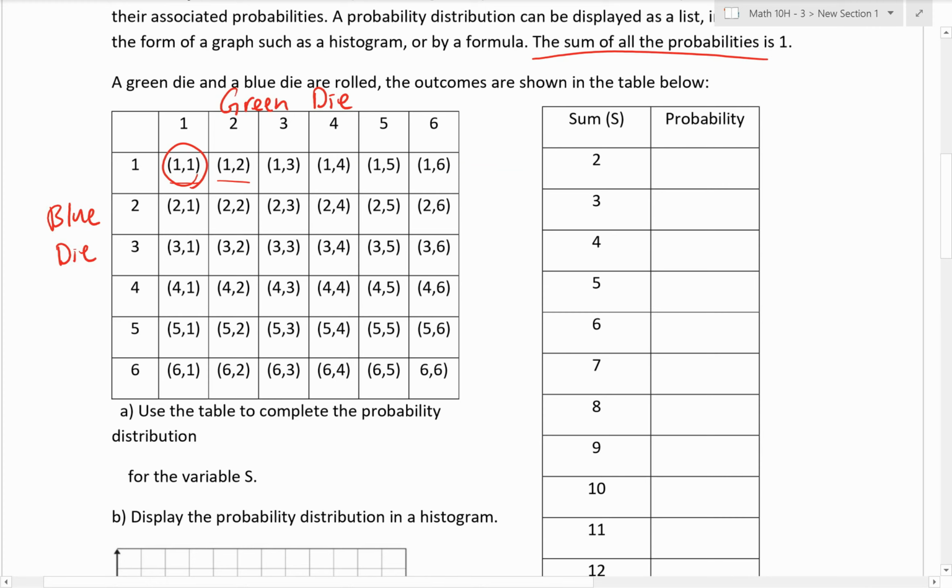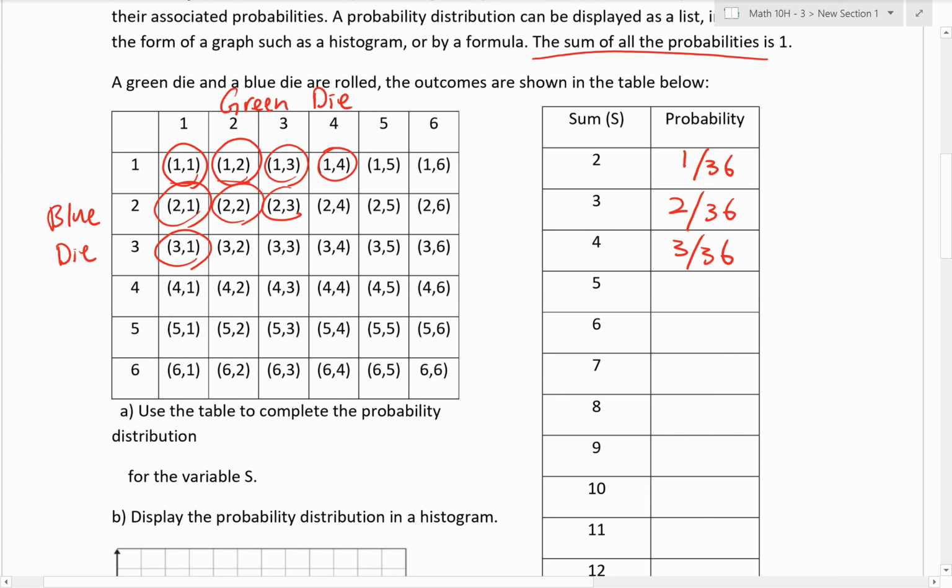A sum of 2 came from 1 and 1. So the probability is 1 out of, well, how many possibilities are there? There are 36 of them, right? Makes sense, 6 times 6, or you can see there are 36 boxes here. So 1 out of 36. The sum of 3 came from 1, 2 and 2, 1, so that's 2 out of 36. The 4 came from 1, 3, 2, 2, 3, 1, so that's 3 out of 36. I think you see the pattern, right? It's just the diagonal line.